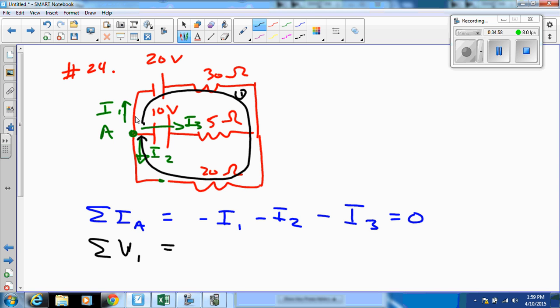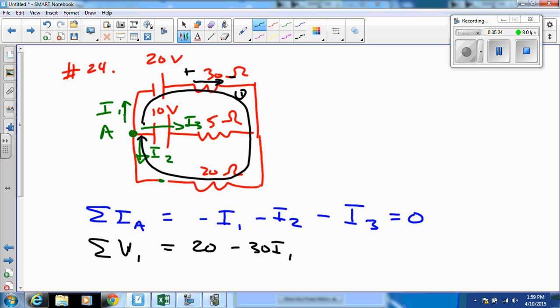What's the first thing I encounter? The 20 volts. Yep. Do I treat that as plus or minus? Plus, because I'm going from minus to plus. All right, the 30 ohms. Do I treat this as negative? Negative, because I1 is going through it like so, so my resistor is plus to minus like that.